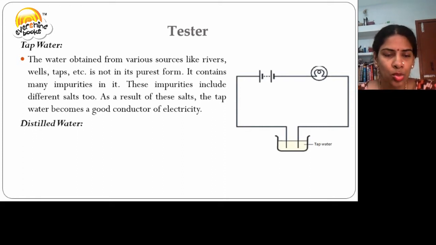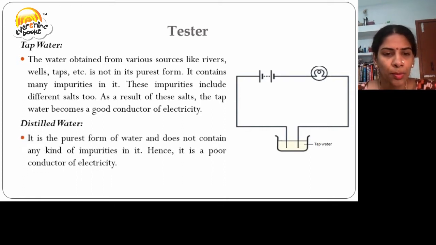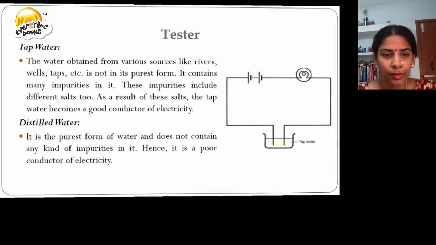Let us take distilled water. It is the purest form of water and hence does not contain any impurities in it or any salts. Hence, it is said to be a poor conductor of electricity. So, when it is immersed in the circuit, the bulb will not glow.